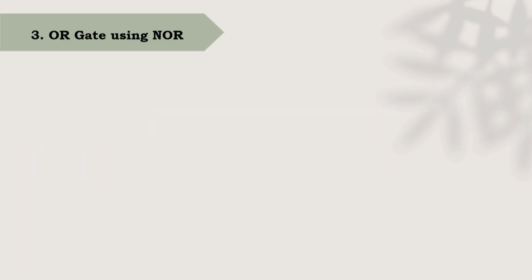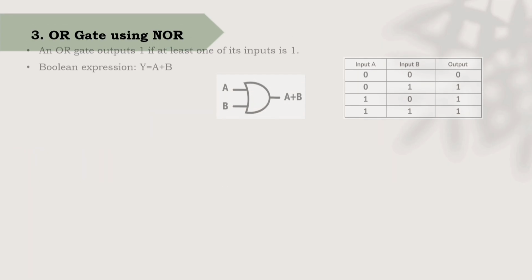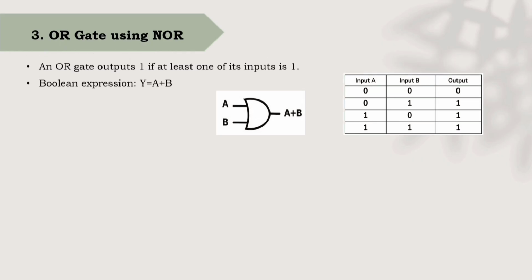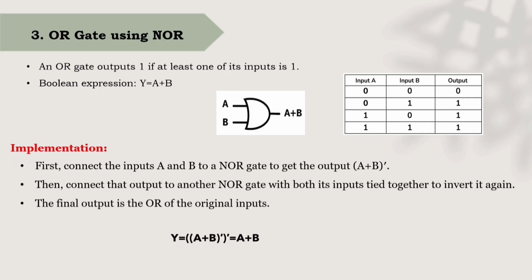The next gate is the OR gate. We know the Boolean expression for the OR gate, that is y equals A plus B. Based on the truth table, we know that the output of the NOR gate is always equal to 0 whenever both of its inputs are 0. OR gate is the complement of the NOR gate. When we consider the expression for the NOR gate, we get (A plus B) whole bar. So if we complement the output of the NOR gate, then we are going to get the OR gate.